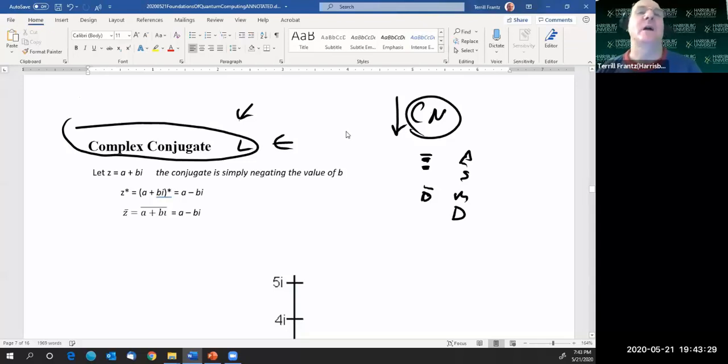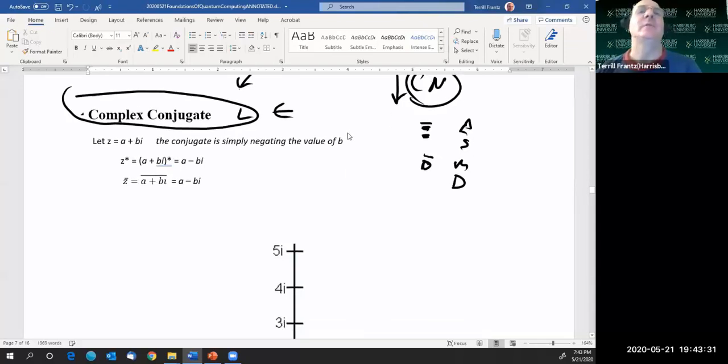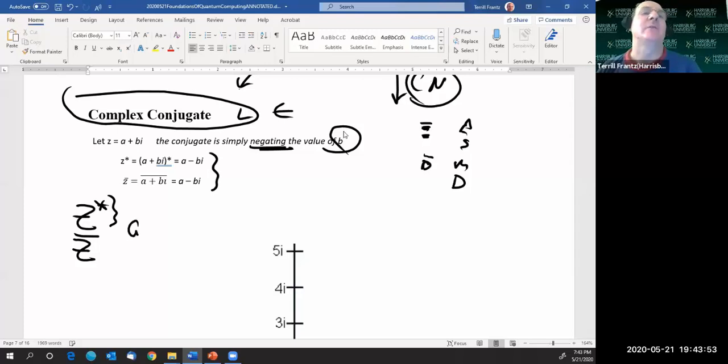So the complex conjugate is simply when we negate the value of B. All right, just run with it. One of the complications is we refer to the complex conjugate with two different symbols. Some folks use Z with an asterisk, and some use a bar over top of it, so I put both ways here. But essentially, if you've got A plus Bi, the complex conjugate is nothing more than reversing the sign of B.